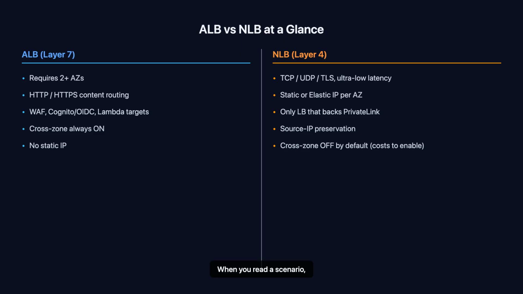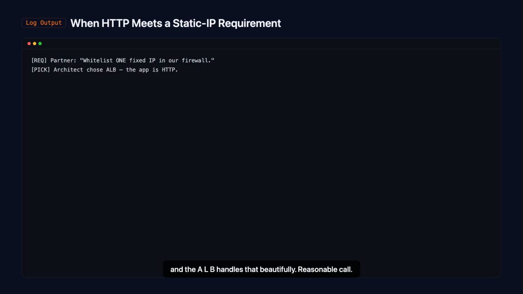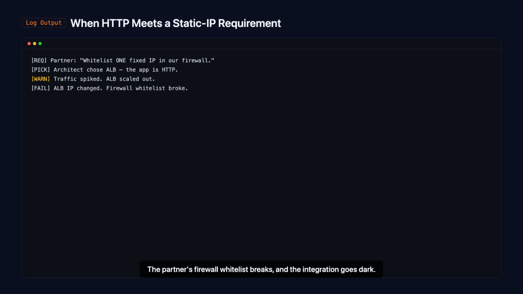When you read a scenario, the deciding factor is almost always whether you need to read the HTTP content or whether you need that fixed IP. Here's a scenario worth walking through carefully. A payment partner requires one fixed IP whitelisted in their firewall. The architect picks the application load balancer because the app is HTTP and the ALB handles that beautifully. Reasonable call. Then traffic spikes, the load balancer scales out, and its IP address changes. The partner's firewall whitelist breaks, and the integration goes dark.